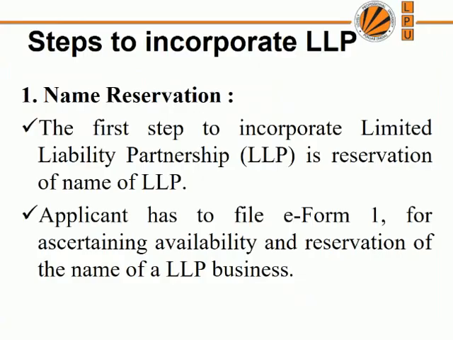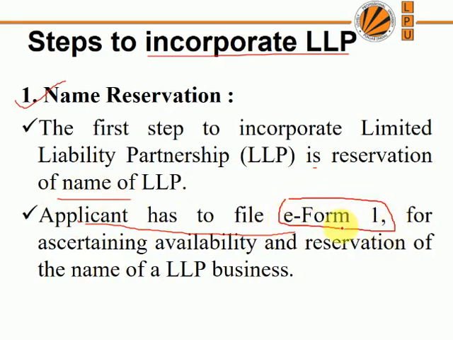There are three major steps for incorporation of an LLP. The first step is name reservation. The first step to incorporate a limited liability partnership is reservation of the name of the LLP. It should be distinct from anyone else's. The applicant has to file E-Form 1 for ascertaining the availability and reservation of the name of the LLP business. So step 1 is name reservation.